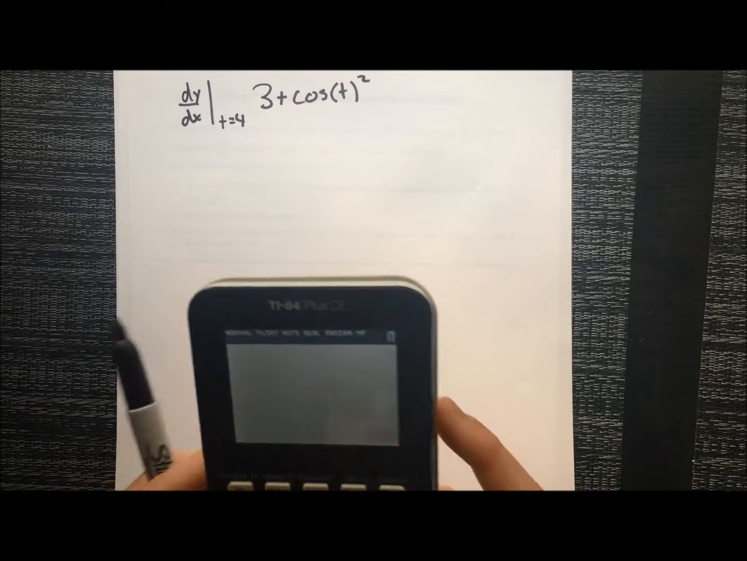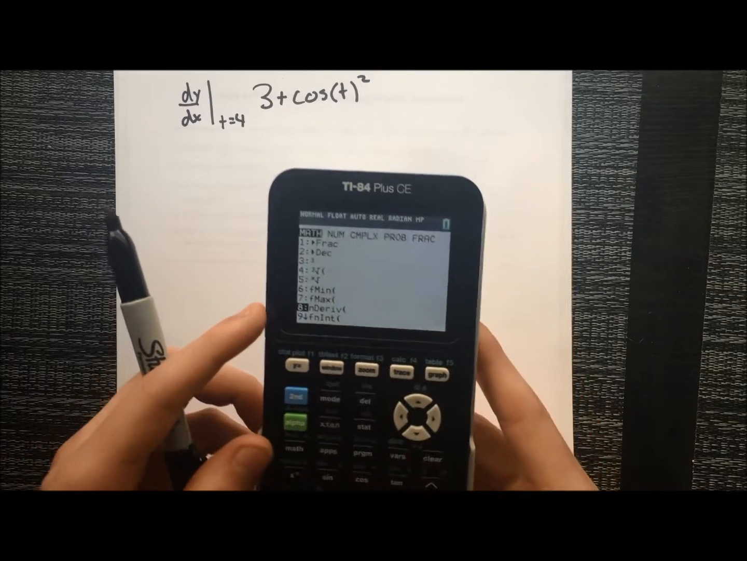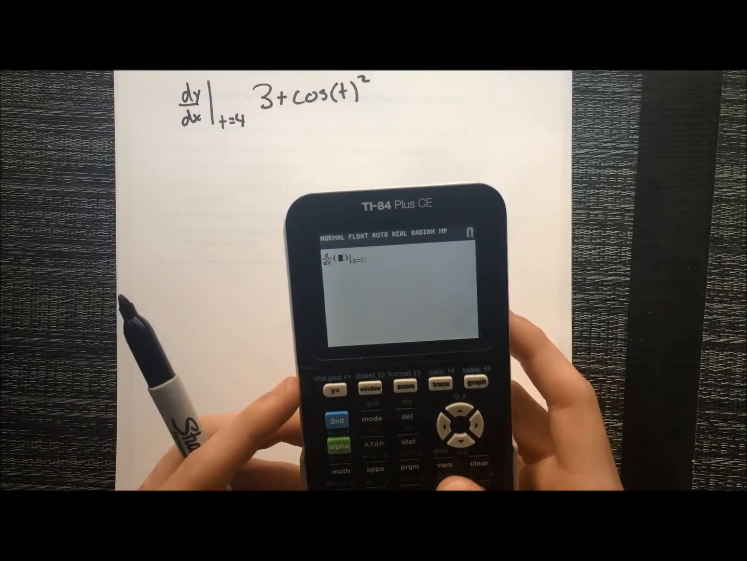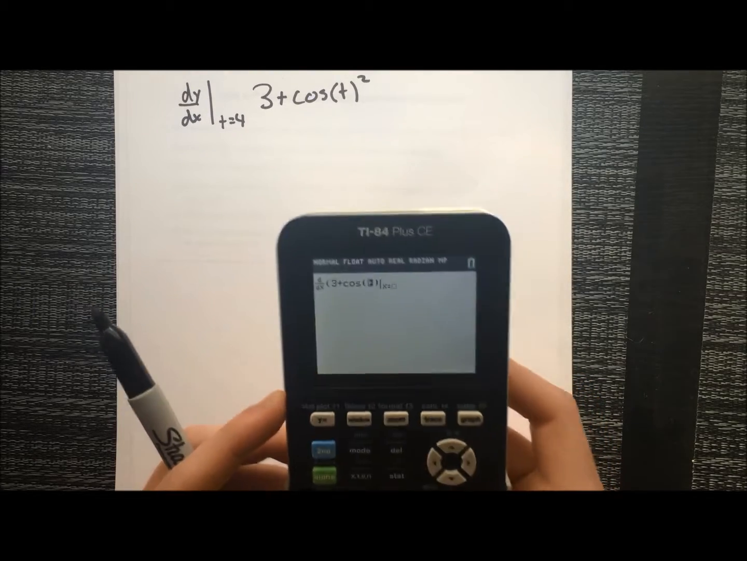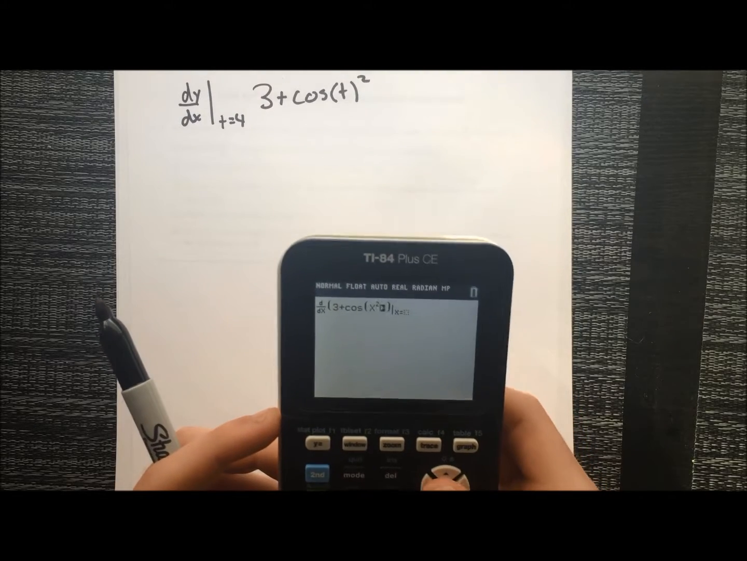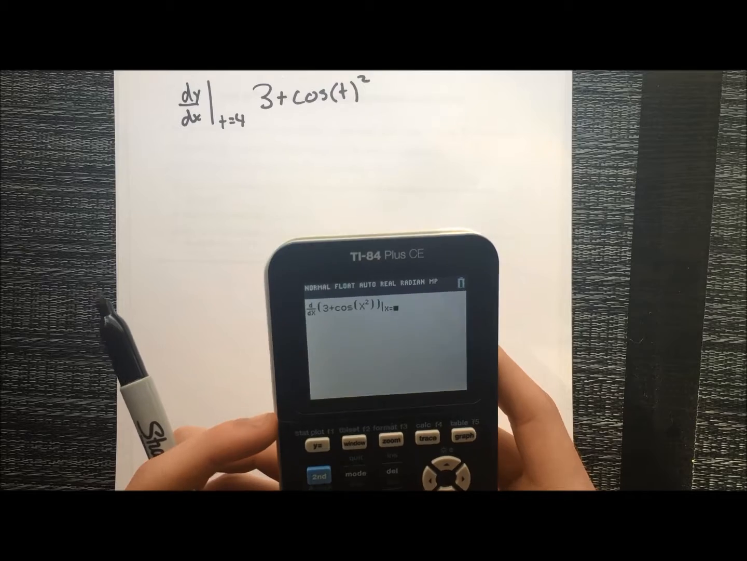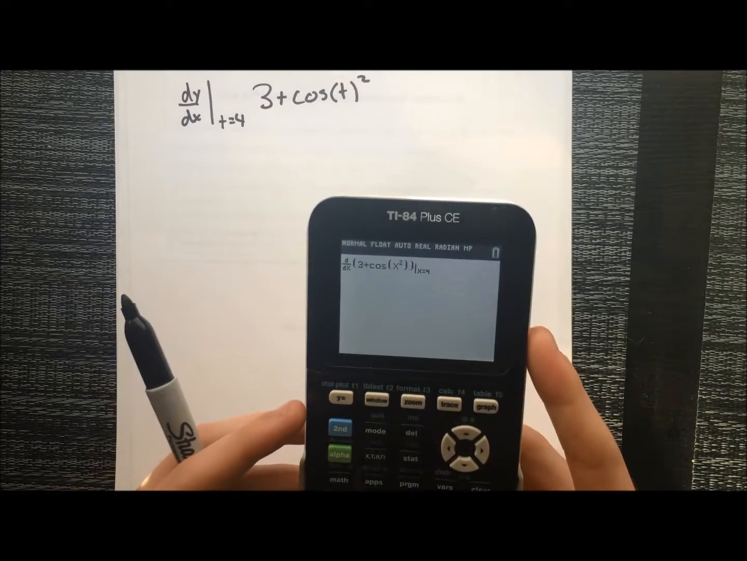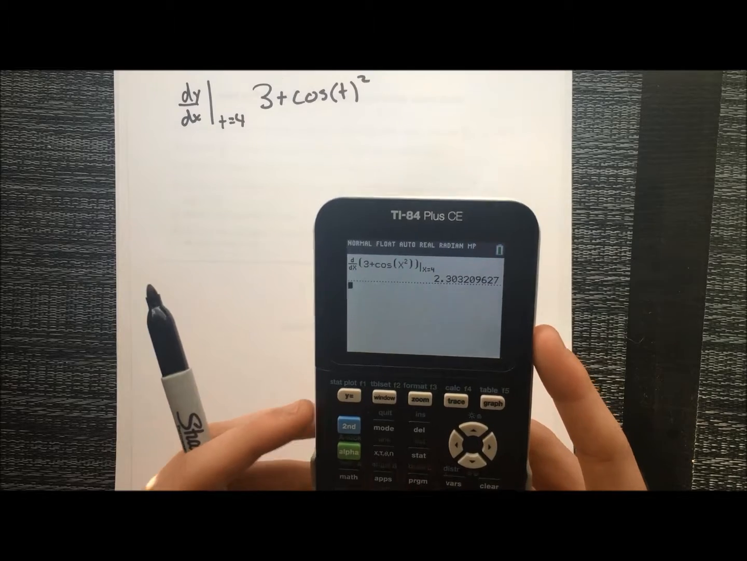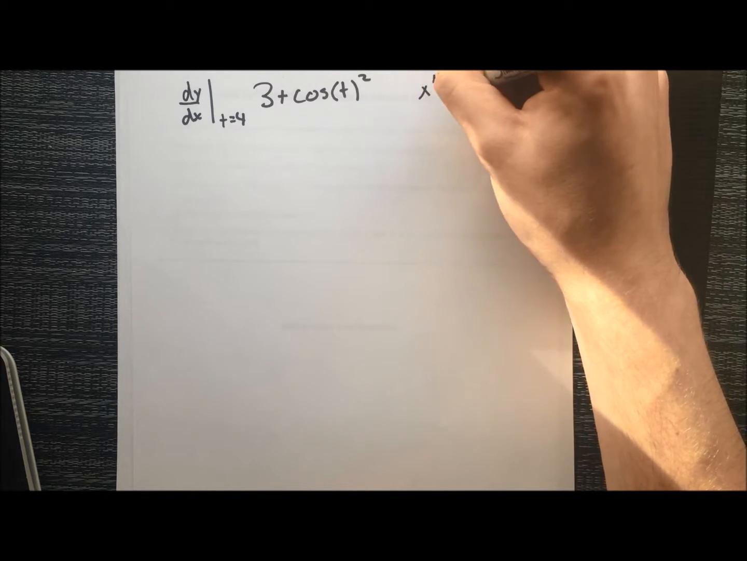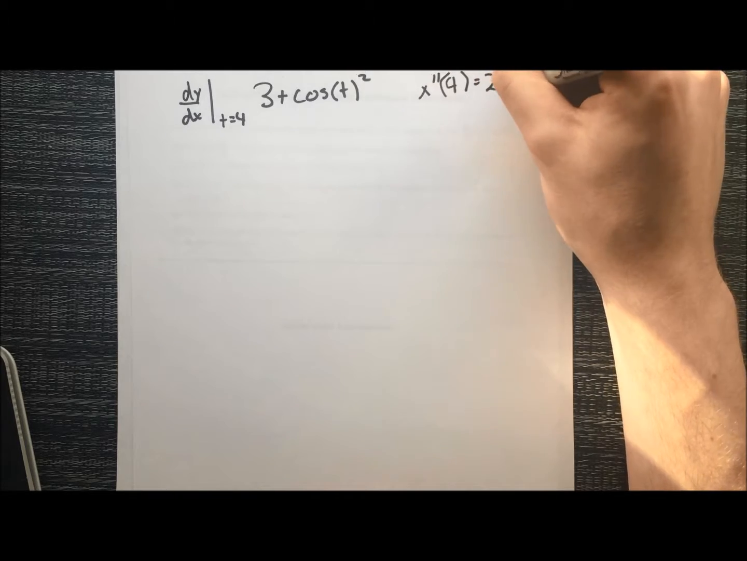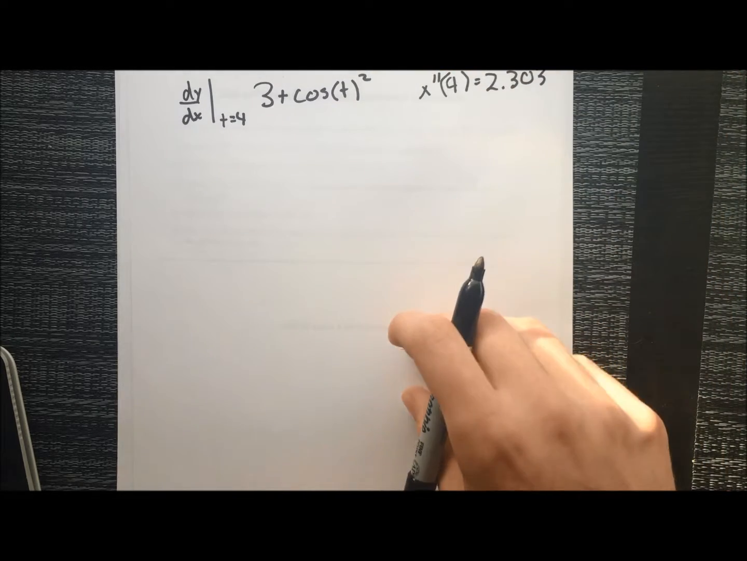We can use our calculators. Go down to our derivative. Derivative of 3 plus cosine x squared at x equals 4. So this will give us our value for the x of the acceleration function. So the only number we can get, x double prime of 4 equals 2.303. There is no rounding. Any rounding would be incorrect. You won't get any credit for it.